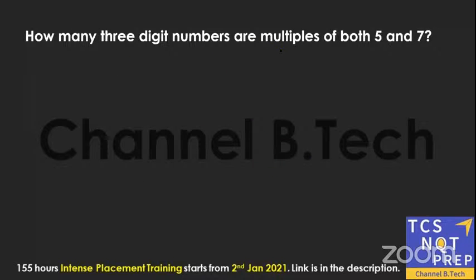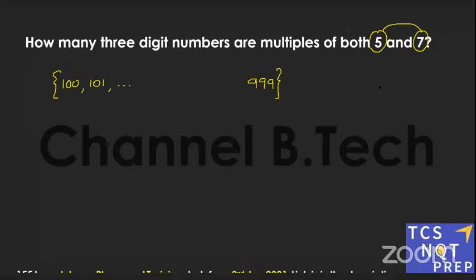How many 3-digit numbers are multiples of 5 and 7? Now, what is the smallest 3-digit number? 100. Largest 3-digit number? 999. Right? But we cannot consider all the 3-digit numbers. We have to consider numbers that are divisible by 5 and also 7. Can you tell me what are the numbers that are divisible by both 5 and 7? If a number is divisible by both 5 and 7, it will be divisible by what? This concept we saw in divisibility, right?